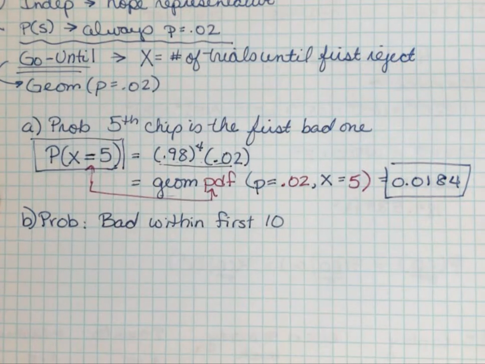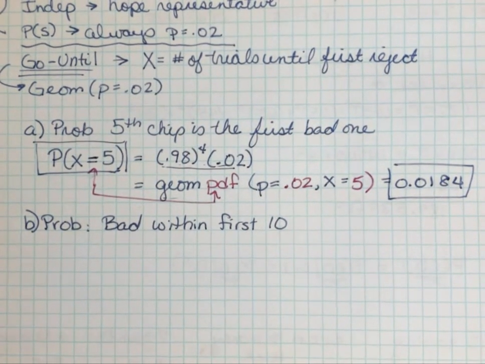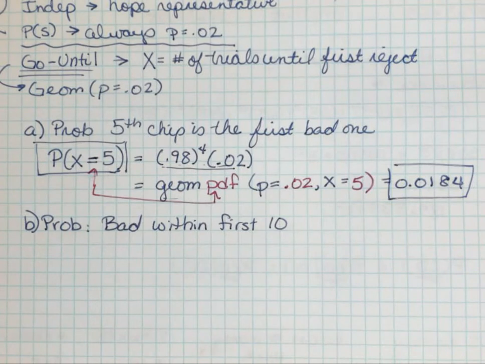Ugh. Okay. So, what does that mean? What are the different ways that this works, if I'm going until I have a bad one? When is it okay? Would finding a bad one on the first one work? Is that within the first 10? Yes. Finding a bad one on the second one, would that work? Yes. Third? Fourth? Fifth, sixth, seventh, eighth, ninth, 10th? If I find a bad one on the 10th one, is that within the first 10? Yes.